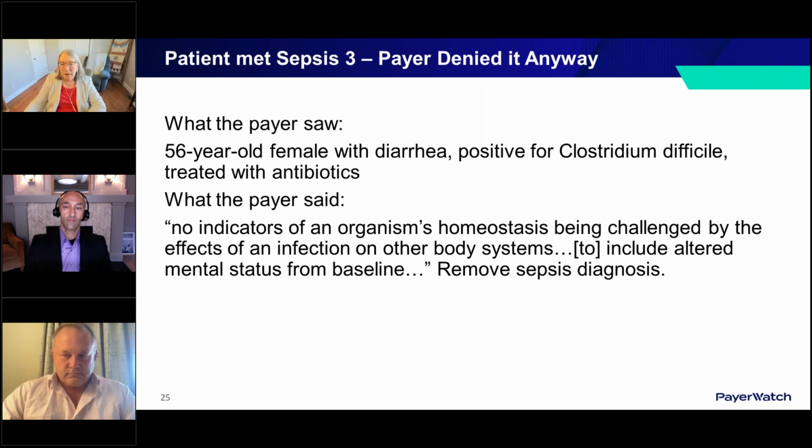And I'll invite Dr. Hasabal or Dr. Smith to chime in if you have any comments about the clinical states of these patients. So here's what the payer said they saw. It's a 56-year-old female with diarrhea, positive for C. diff, treated with antibiotics. And what the payer said was there are no indicators of an organism's homeostasis being challenged by the effects of an infection, including one of the things they had listed there was altered mental status from baseline. So they wanted to remove the sepsis diagnosis.